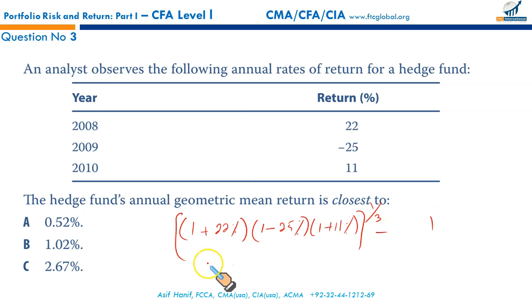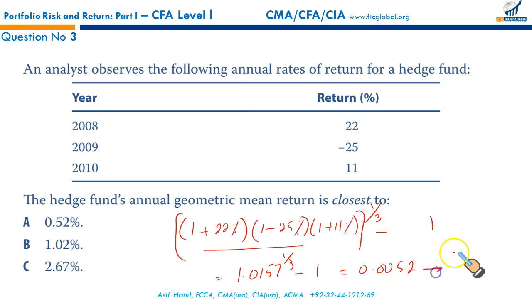Okay, now if you simplify this part, you will get 1.0157 raised to the power 1 by 3 minus 1. If you deduct 1 from this, you should get 0.0052, which if expressed in percentages would be 0.52%, and that makes A the correct option.